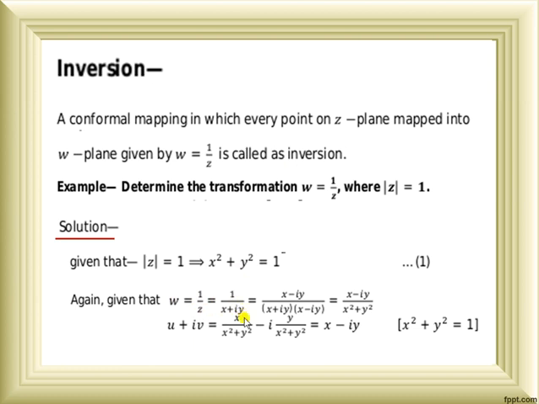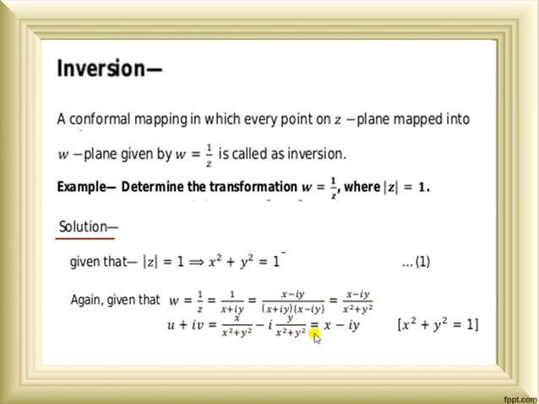So here I cannot split the real and imaginary parts. That's why I am taking the conjugate of x plus iy, that is x minus iy, and multiplying the conjugate of x plus iy in both numerator and denominator. Next I am simplifying the denominator. I will get a plus b into a minus b is equal to a square plus b square. I will get x square plus y square. So the left hand side W value is u plus iv. Now I am separating real and imaginary parts: x by x square plus y square minus i into y by x square plus y square.